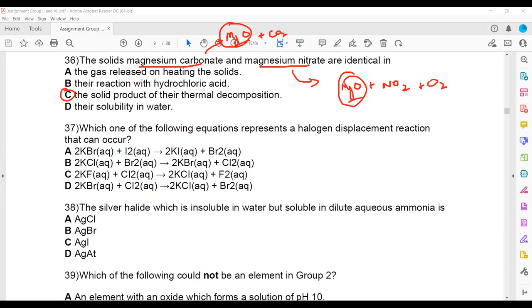And their solubility: most carbonates are insoluble, so magnesium carbonate does not dissolve in water, as most of the carbonates are insoluble in water.